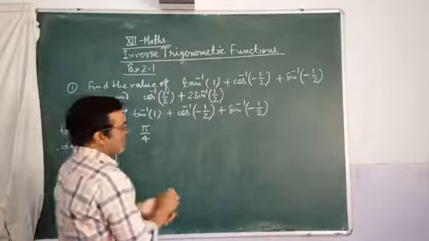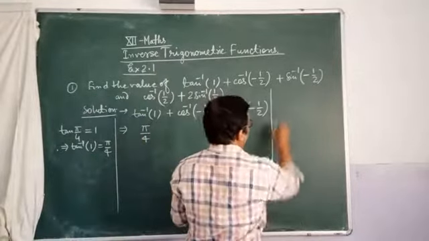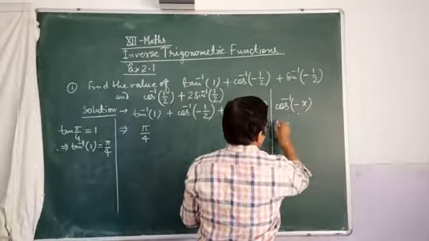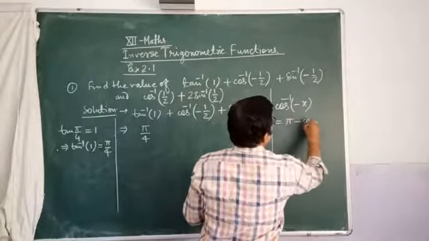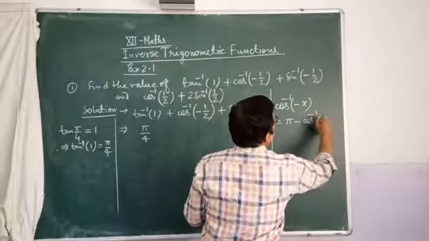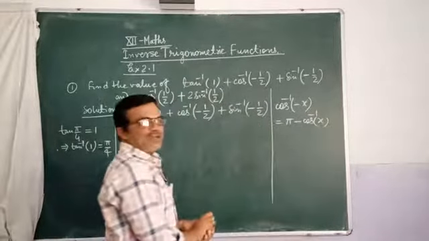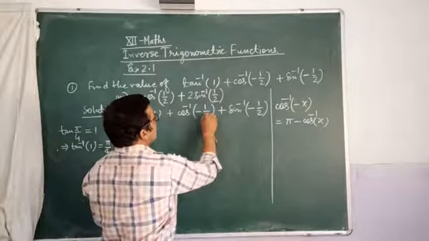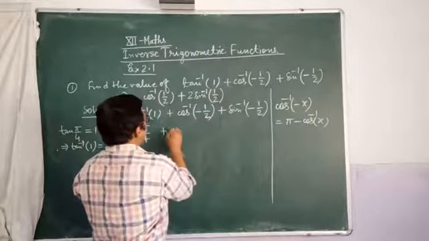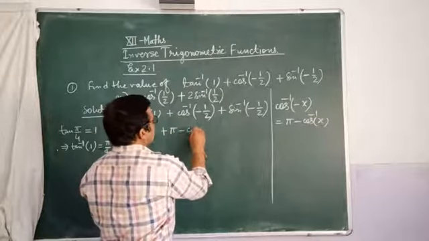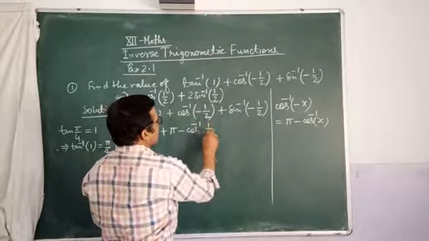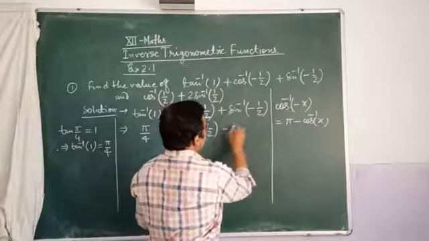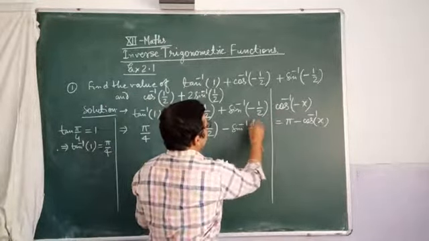And since we know that the formula of cos inverse minus x is equal to pi minus cos inverse x. This is the formula of cos inverse minus x. Cos inverse minus half is equal to pi minus cos inverse half. Here sin inverse minus half equals minus sin inverse half.